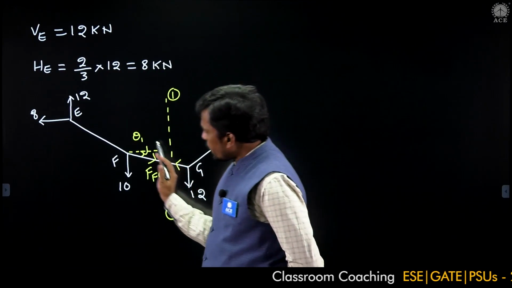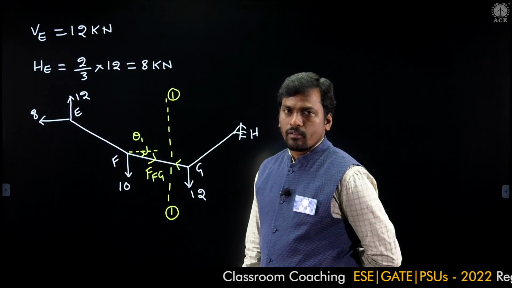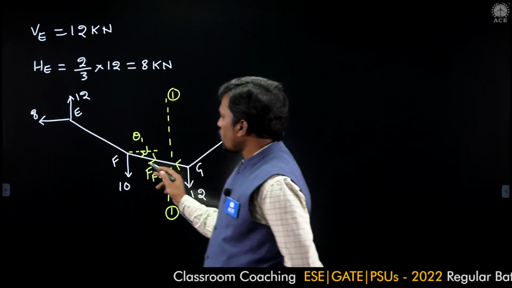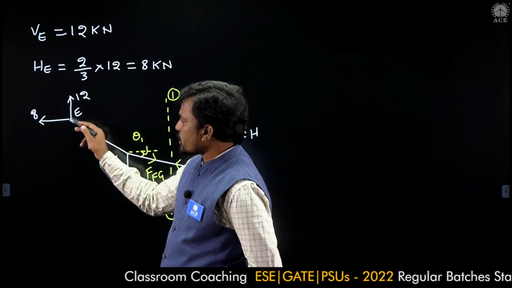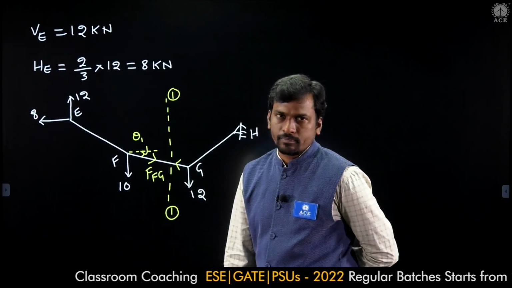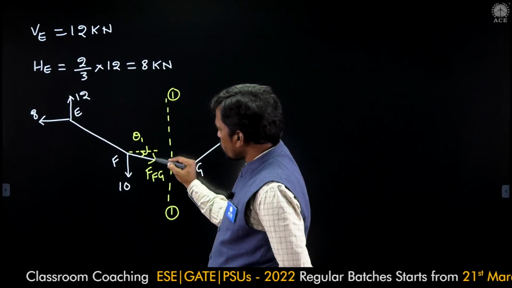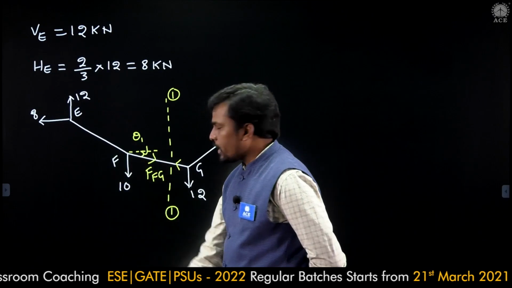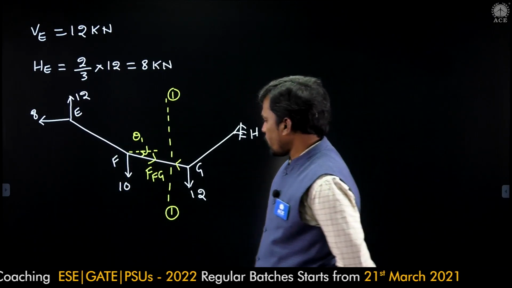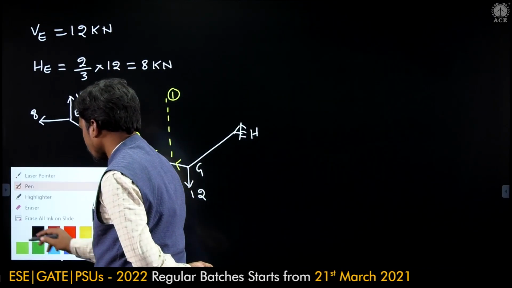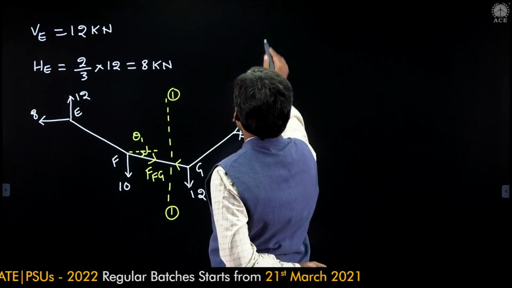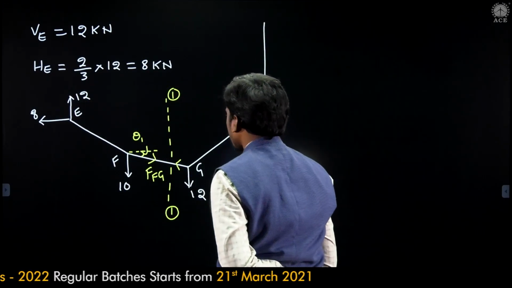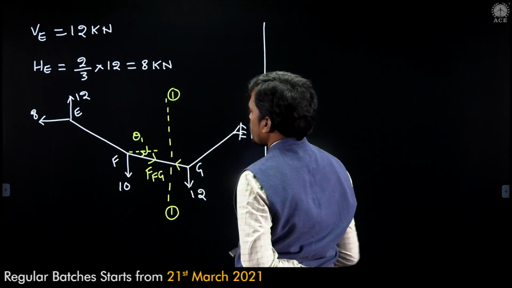Then consider the left part of the structure. Why the left part of the structure? Because we know the support reactions on the left part. Just resolve this force in horizontal direction and vertical direction, please. Draw the left part of the structure separately.